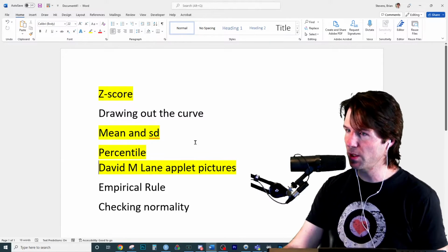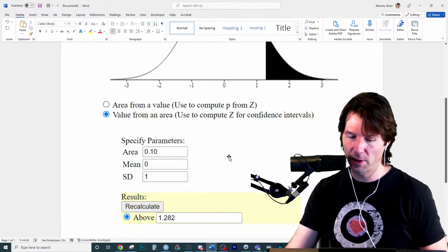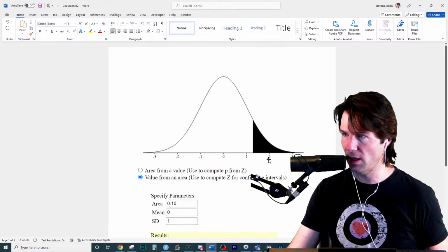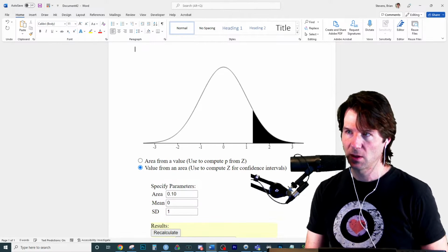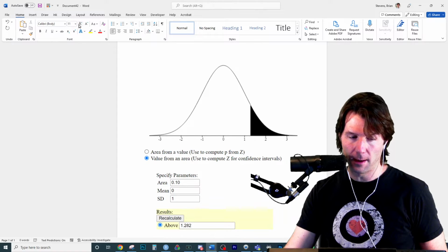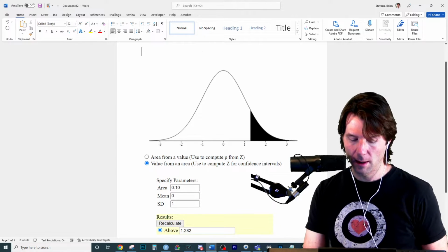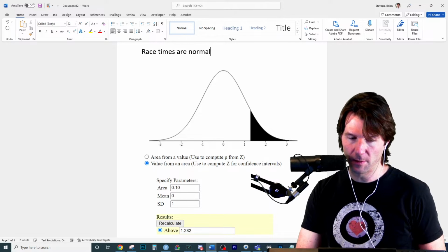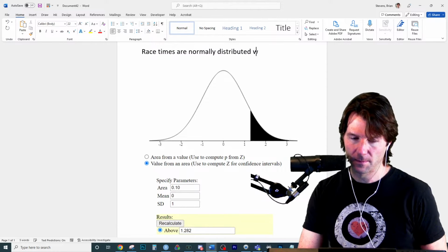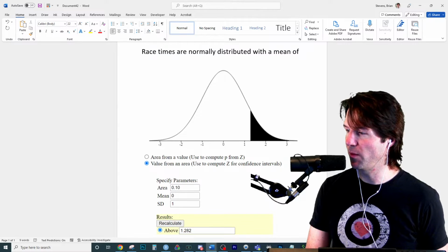Mean and standard deviation is part of this question. Percentiles and David M. Lane, we have created a question right here using these topics. So now we just need to write something that conforms to this. So we could say something like, race times are normally distributed with a mean of, be careful, this one's a little bit of a trick.